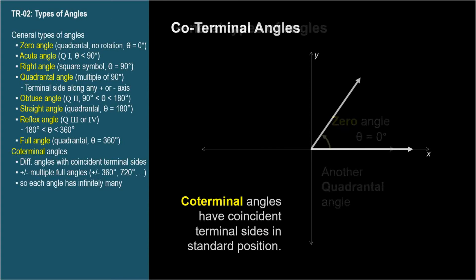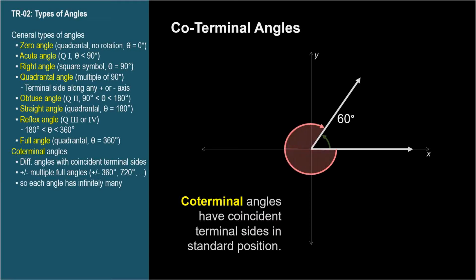Let's take a 60-degree angle. Its terminal side is here in quadrant 1. We can also imagine a negative angle that wraps around to have the same terminal side. This angle happens to be negative 300 degrees. 60 and negative 300 degrees are coterminal angles. Coterminal angles will always be 360 degrees apart, or some whole multiple of 360 degrees apart when in standard position.